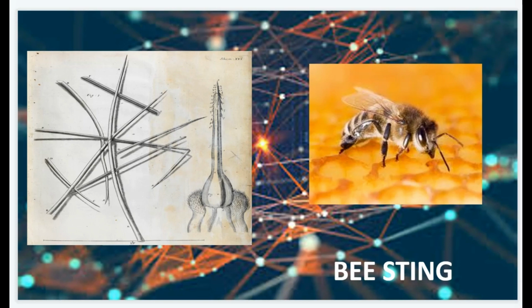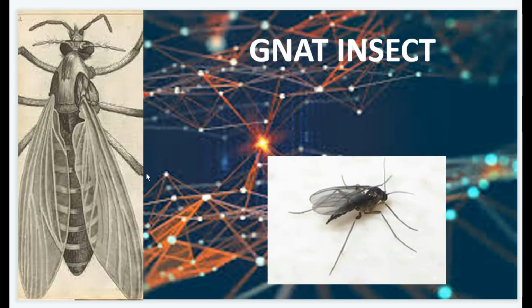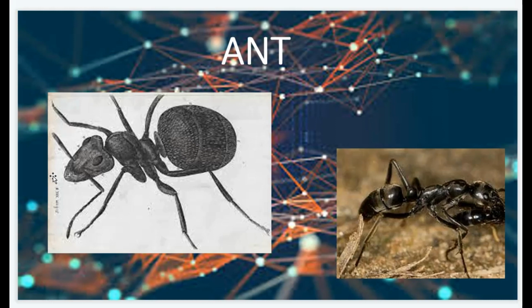Okay, and the next was gnat insect. This is the picture of the gnat which he mentioned in his book, and this is the real picture. So you can see how minute details he had mentioned everything. Okay, I can see nicely. So the next, after gnat, he observed ant. This is the picture from his book, and this is the real picture.